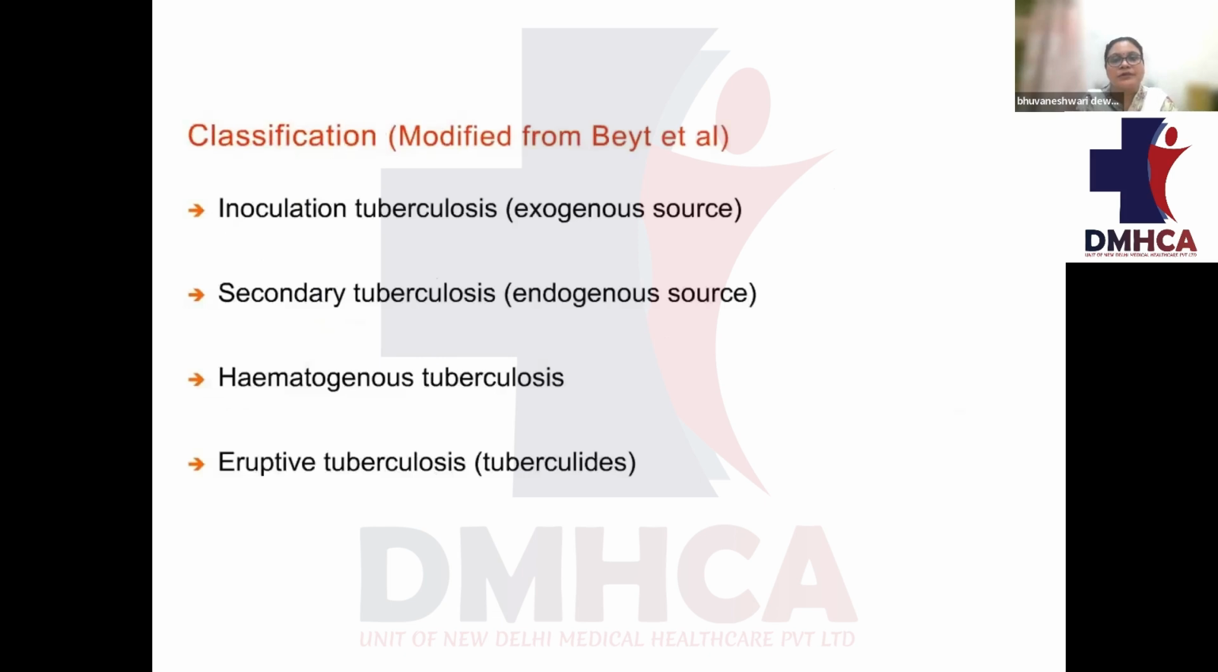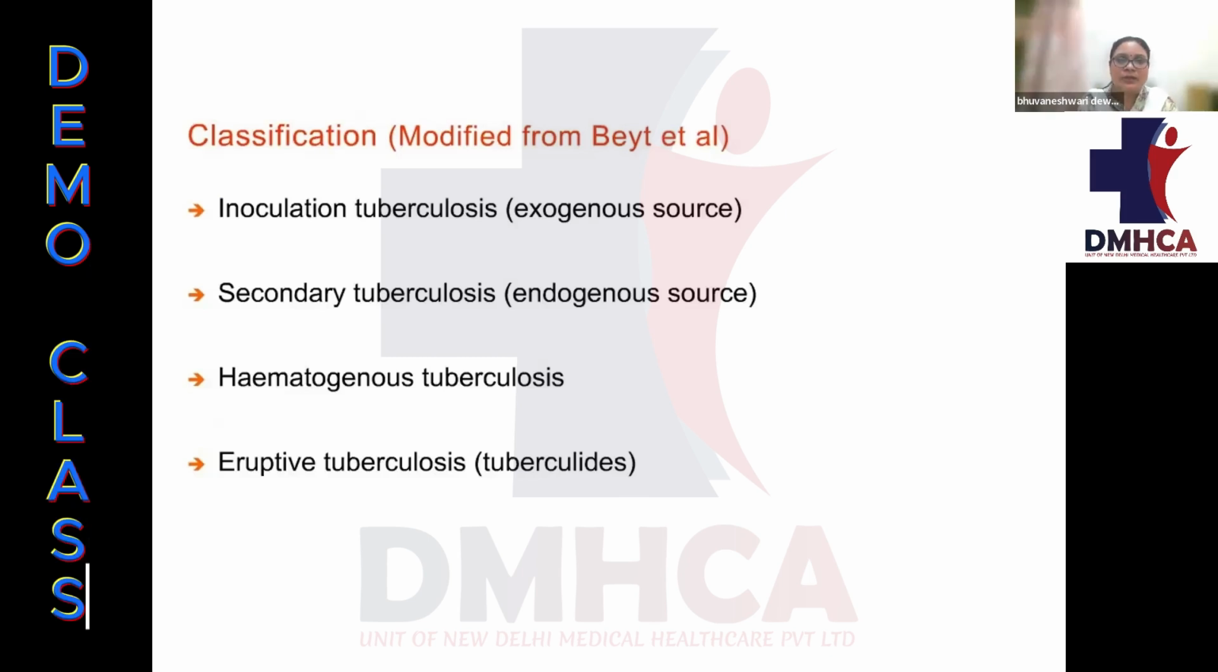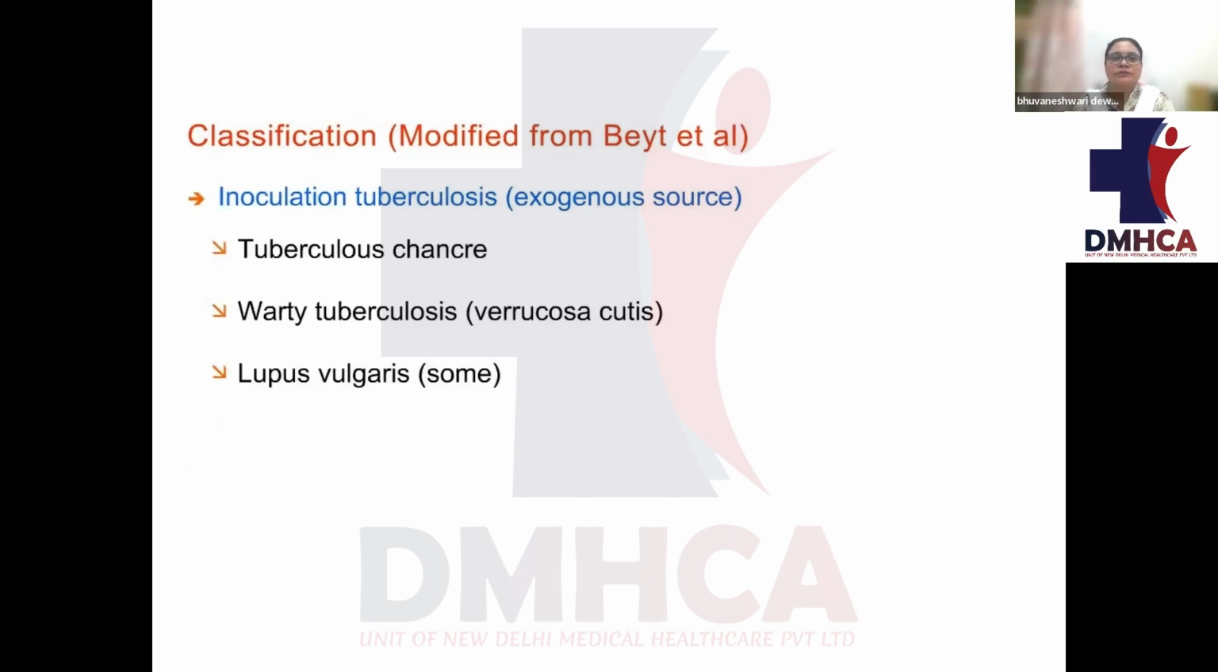So this is the modified classification. Exogenous source is called inoculation tuberculosis. Endogenous is secondary tuberculosis. Hematogenous spread through blood causes eruptive tuberculosis, that is called tuberculids. Inoculation tuberculosis through an exogenous source may form tubercular chancre. Warty tuberculosis, whose appearance will be like a verruca, is called verrucosa cutis. And the third one is lupus vulgaris, which is the most common type.